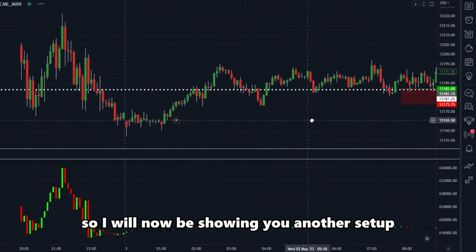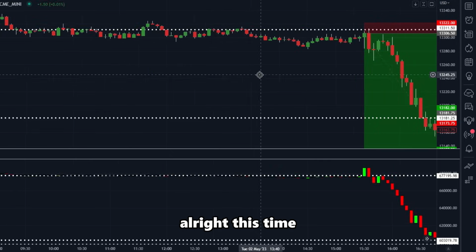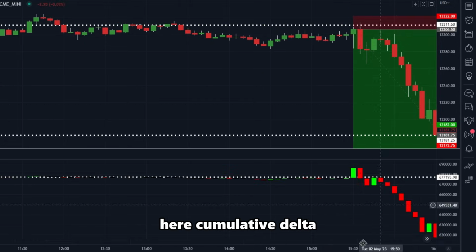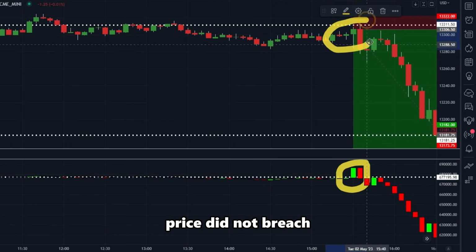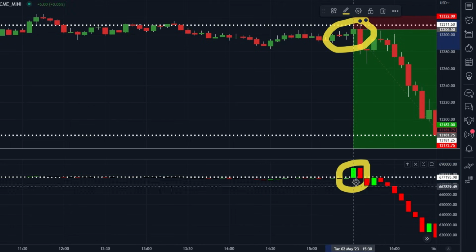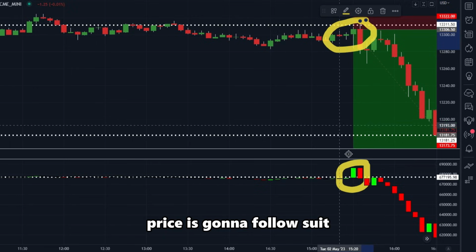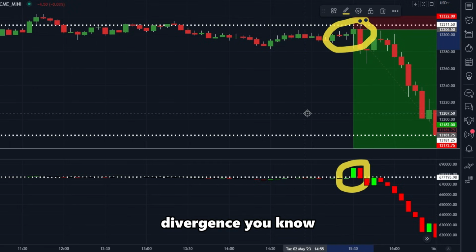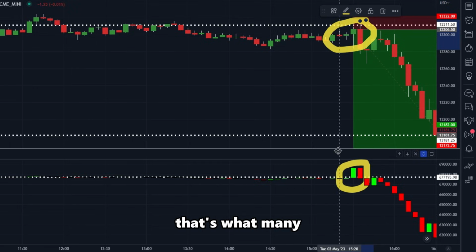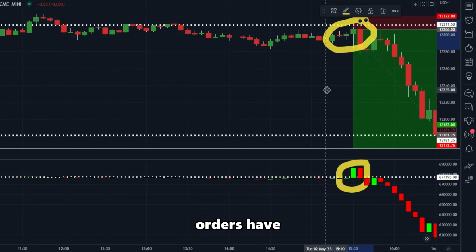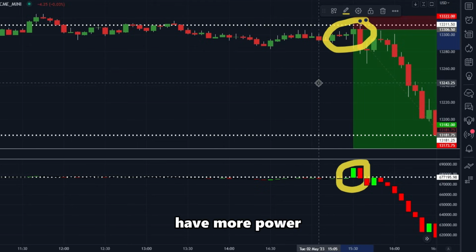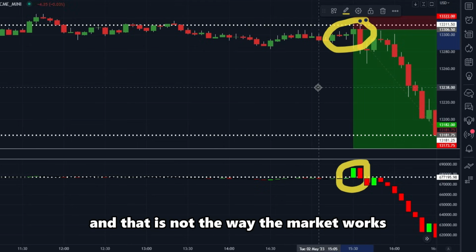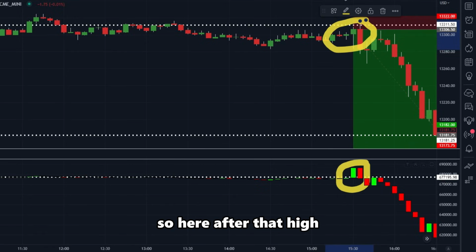So I will now be showing you another setup, all right? This time on the short side. Here, cumulative delta made a new high. Price did not breach. So what does that mean? Does that mean that price is going to follow suit? That divergence? That's what many people think. That's what many traders on YouTube tell you to do. In doing that, you are assuming that market orders have more leverage than limit orders, that market orders have more power than limit orders, and that is not the way the market works.